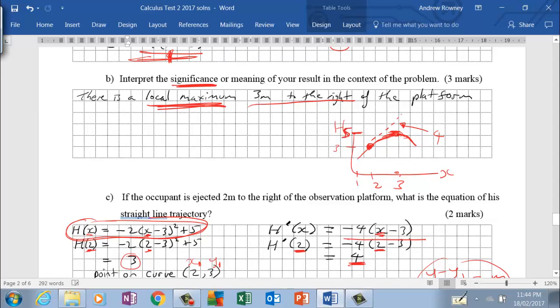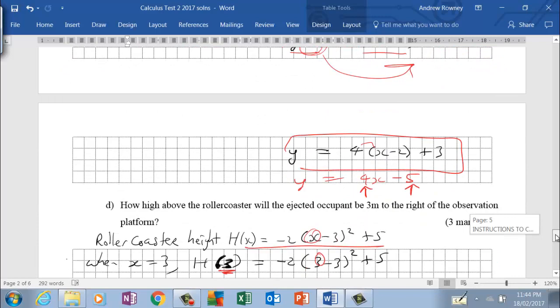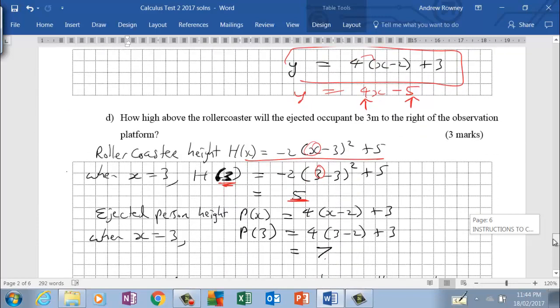Across 3, up 5. But the ejected person is sitting up here, and we want to know what is the y coordinate of that person up there. That person is sitting on the equation line of the tangent line, so we need to use the tangent equation. Whereas this curve is the roller coaster. You need the roller coaster equation. So there are two equations there. And down here, I've got the 2 equations listed.